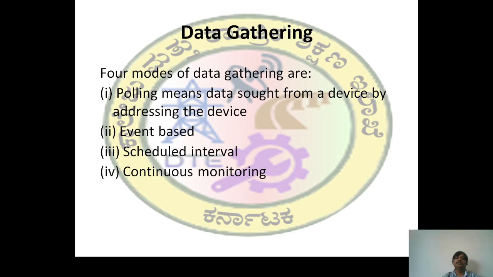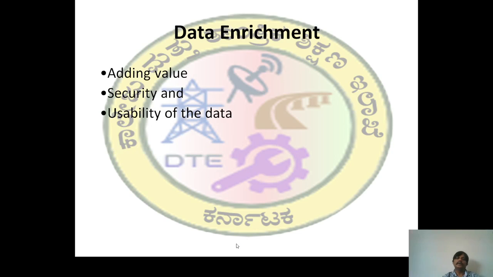Scheduled interval refers to the data sought from a device at select intervals, for example, data for ambient light conditions in the internet of street lights. Continuous monitoring refers to the data sought from a device continuously, for example, data for traffic presence in a particular street. Data enrichment refers to adding value, security, and usability of the data.